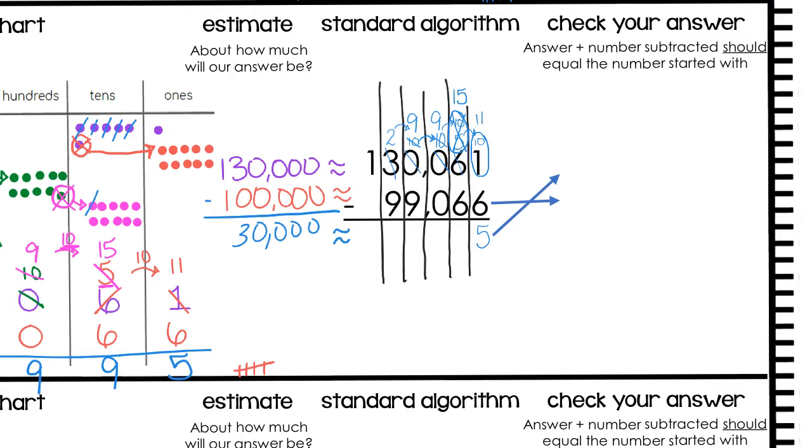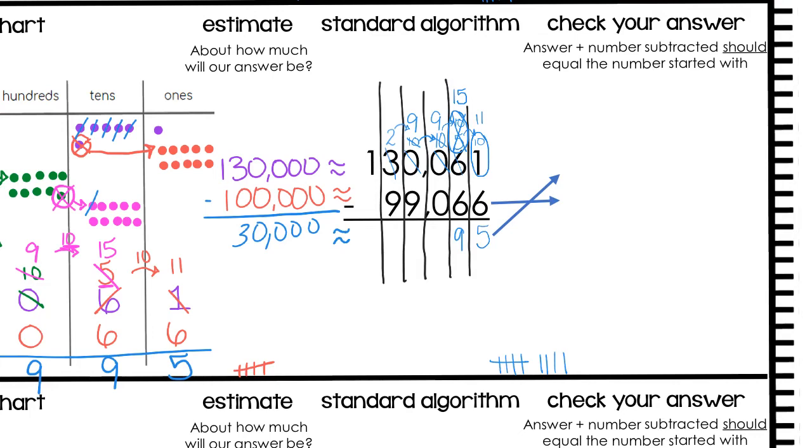So I'm going to use my strategy of counting up. I'm starting at 6, 7, 8, 9, 10, 11, 12, 13, 14, 15. So there are 9 spaces between 6 and 15. 9. 15 minus 6 is 9.